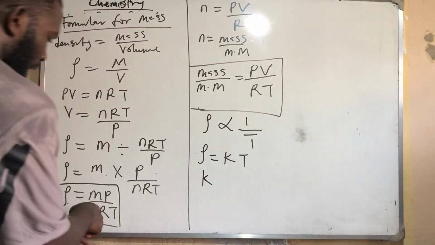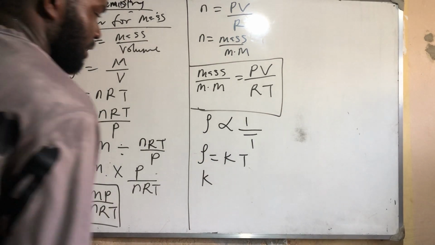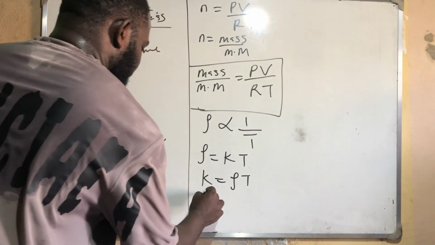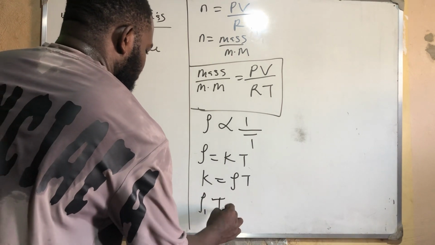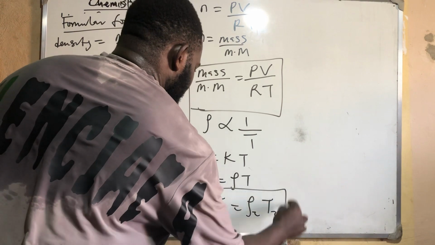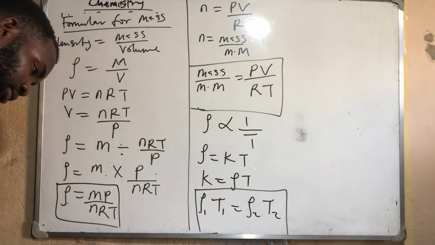So my constants are all these things: M, P, N, R are all my constants. So it will now be what? Constant is equal to density times temperature. So I have density 1, temperature 1 is equal to density 2, temperature 2. Another important formula to note.